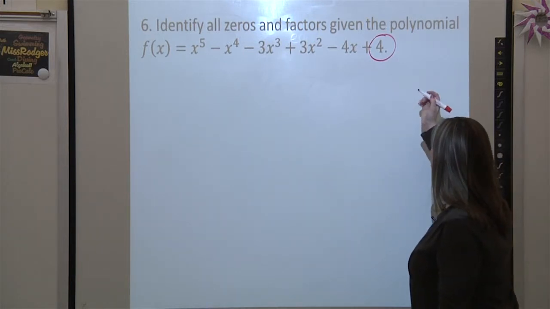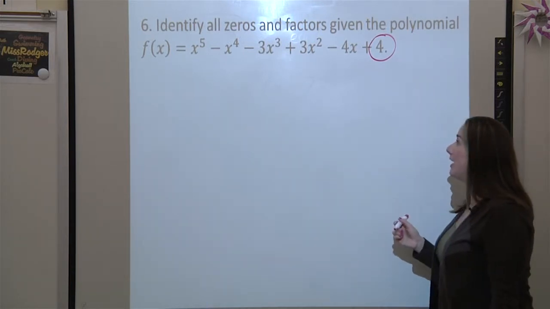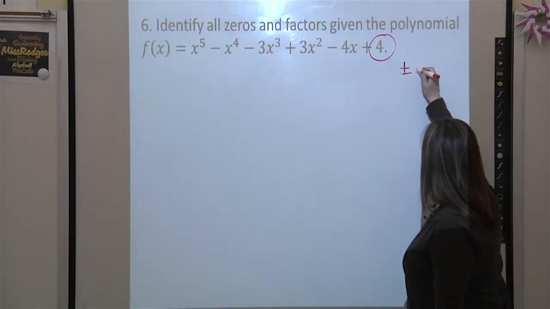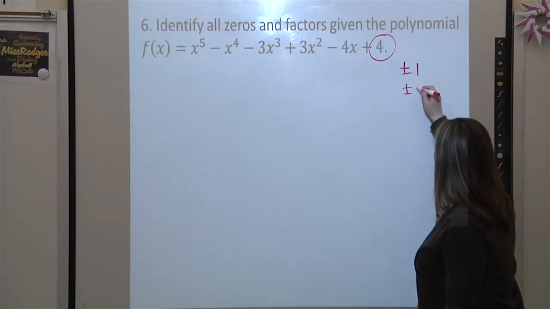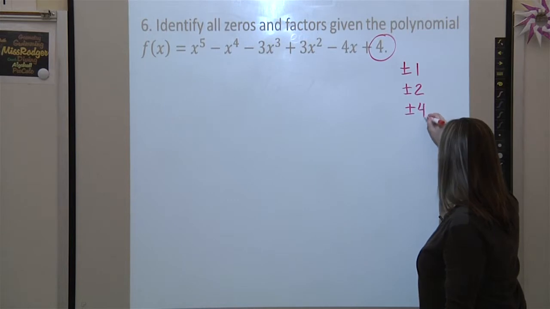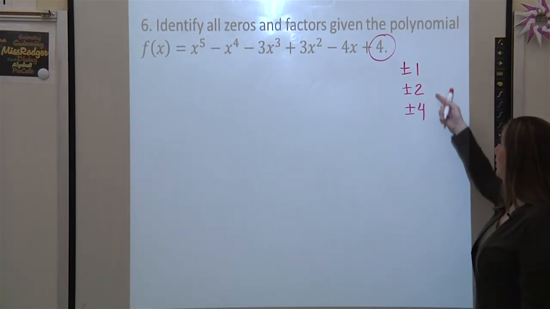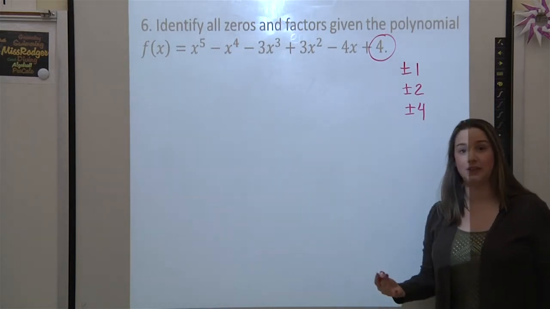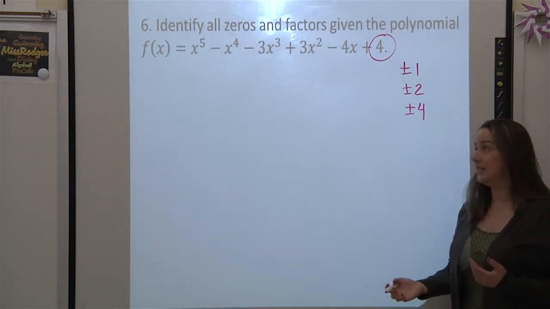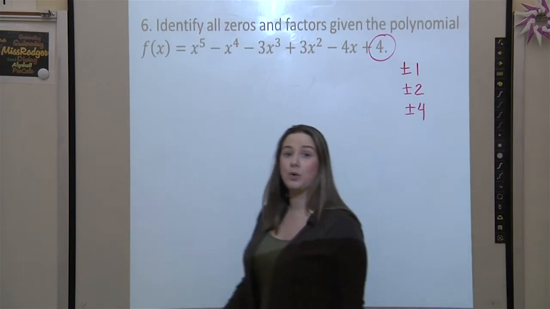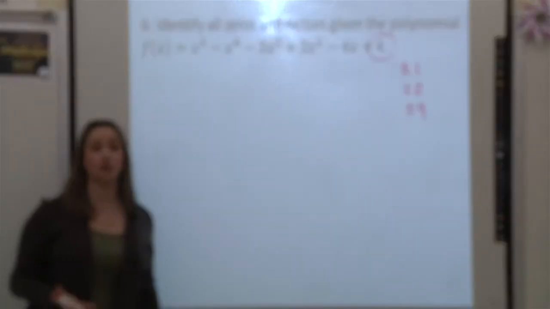So if I know that 4 is my y-intercept, I want to consider the factors of 4. Plus and minus 1, plus and minus 2, and plus and minus 4. I can try all 6 of these options in synthetic division in order to start to break it down. So it doesn't really matter which one you start with, you just have to try one.